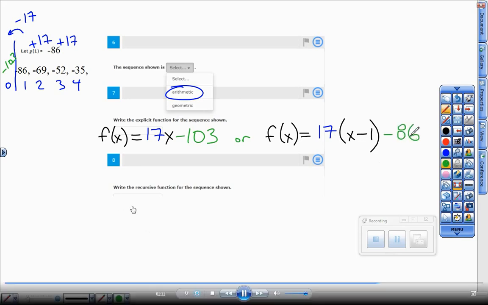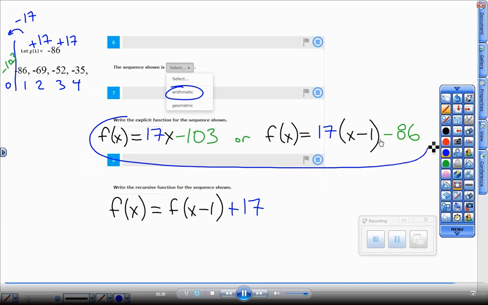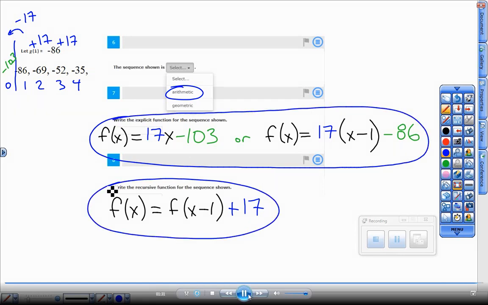The recursive function would be f of x equals f of x minus 1 plus 17. Again, these are both forms of explicit for my arithmetic sequence, and here is my recursive.